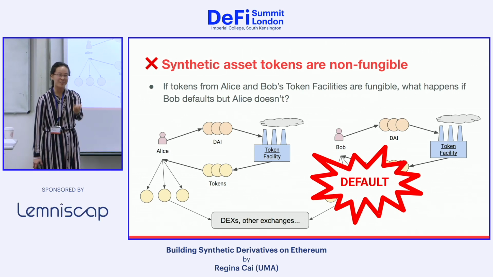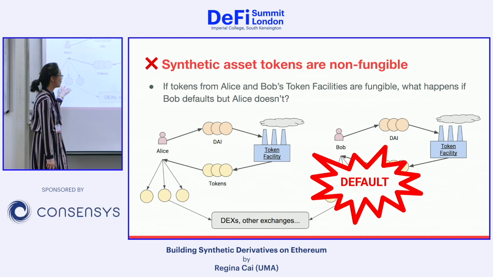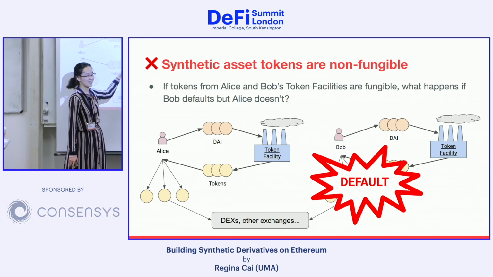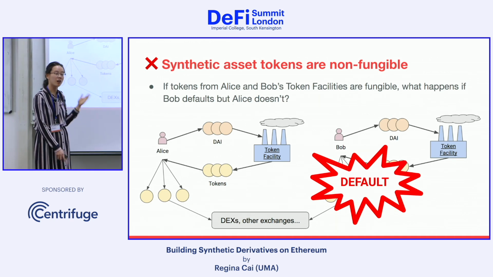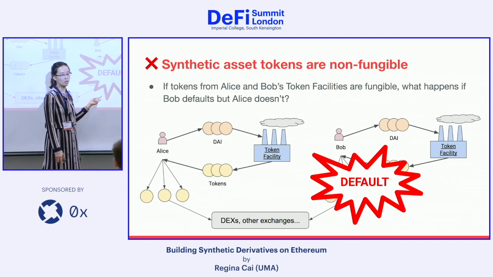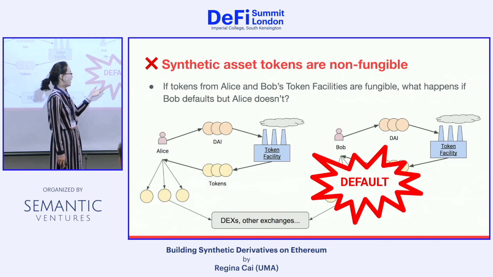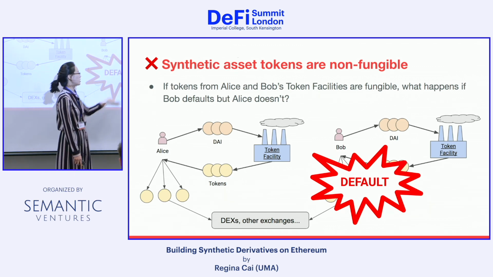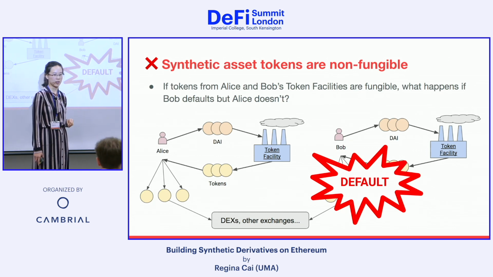As you mentioned in your question, right? If they're fungible, there's a whole loss socialization that has to occur. But if they're not fungible, then what happens? If Bob defaults, if you hold a token that Bob issued out of his token facility, too bad. You can wait until maturity and then redeem it against the token facility. But at least you know what your risk is.